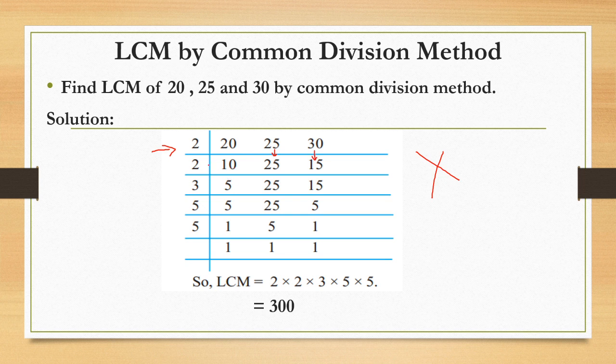Now again when we divide this, we will take 2 as our common divisor. After dividing by 2, this 10 will become 5, and 25 is not divisible by 2, that's why we have written here the same. Again 15 is not divisible, so that's why we have written here the same. Now we will take our next smallest prime number, that is 3. Now 5 is not divisible by 3, that's why 5 is written as it is. Again 25 is not divisible by 3, that's why it is written as it is, and 15 is divisible by 3, 5 times, so we have written here 5.